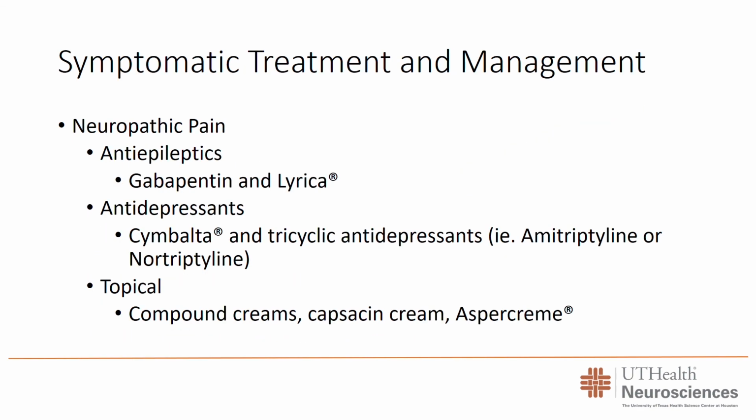So after a patient has been diagnosed with neuropathy, we kind of move on to the symptomatic treatment and the management of neuropathy. One of the most common complaints is neuropathic pain. I generally think of the medications in three classes: anti-epileptics, antidepressants, or topical. Anti-epileptics are medications that formerly were used to treat seizures, but now more commonly are used to treat neuropathic pain. Medications that were commonly used are gabapentin and Lyrica.